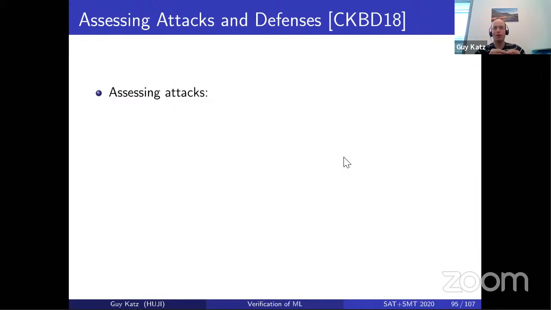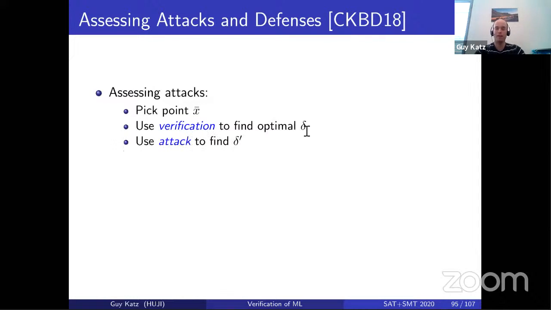You can actually use verification to assess attacks. If somebody comes and says, look, I have this amazing attack, and it performs better than attacks that were previously known, using verification you can compare it to the ground truth. You can find the optimal solution to the problem and compare the attack to it, and then you get some sense of how good the attack is. You can pick a point X, use verification to find the optimal delta, use the attack to find delta prime, and then ask how close delta prime is to delta.